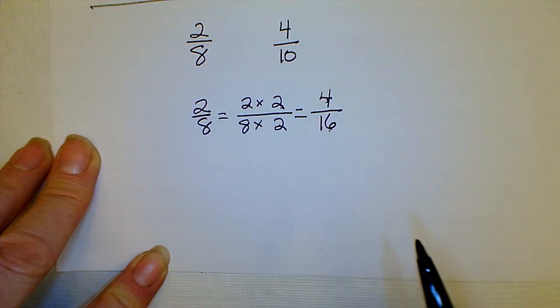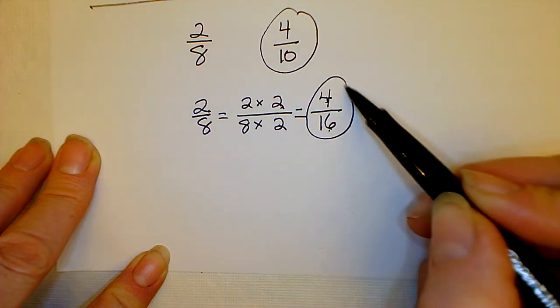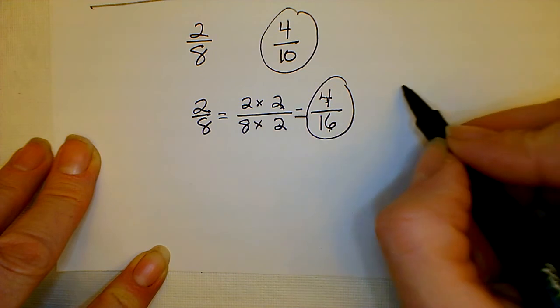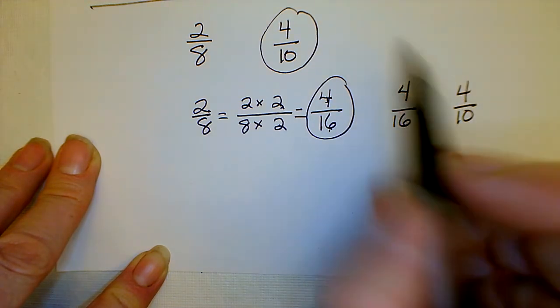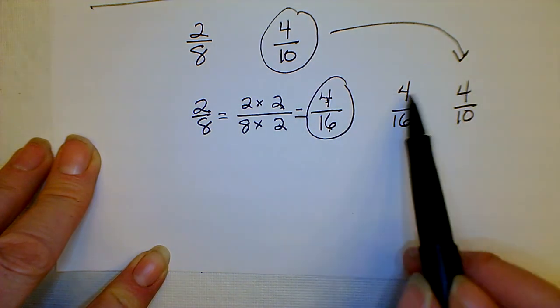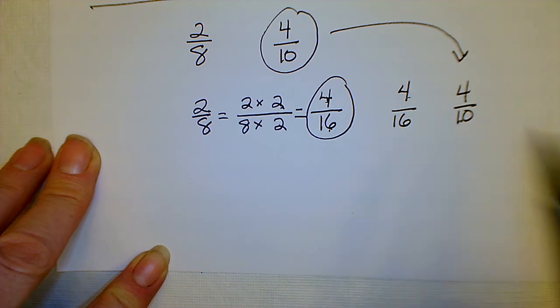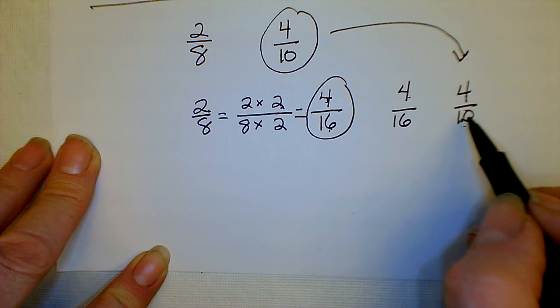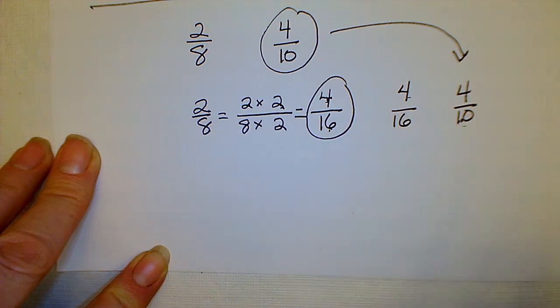So now I have a common numerator. I can compare my 4/10 and my 4/16. So let me write that over here. So I'm comparing 4/16 and 4/10. I'm just moving him over here. So when I do that, I can see that my numerators are the same, so I have the same number of pieces. Which pieces are bigger? Which pieces are smaller? Well, if I share with 10 friends, those are bigger pieces, or if 10 of us share, those are bigger pieces than if 16 of us share. So this is going to be larger. 4/10 is larger than 4/16.